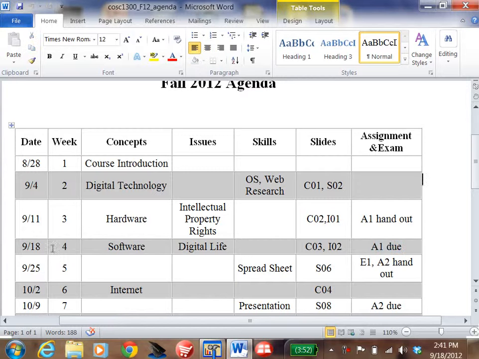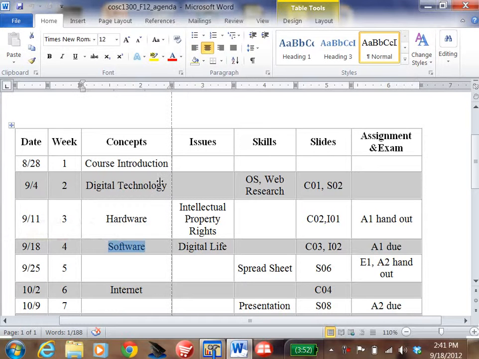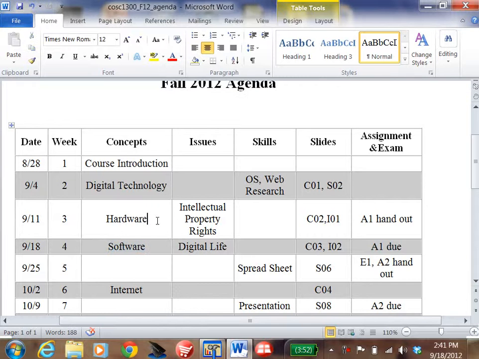So we are in the fourth week of class. I'm already supposed to be talking about software. Actually, I'm back over here. I'm this far behind. I never even talked about hardware yet, or intellectual property rights, or OS web research. So I'm going to talk about intellectual property rights right now. I'm not going to talk about it too terribly long because it doesn't take that long to cover, but it is an interesting issue.